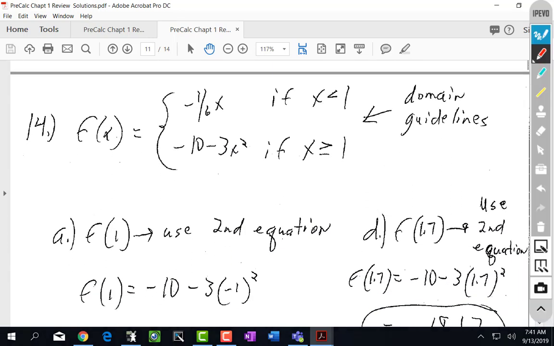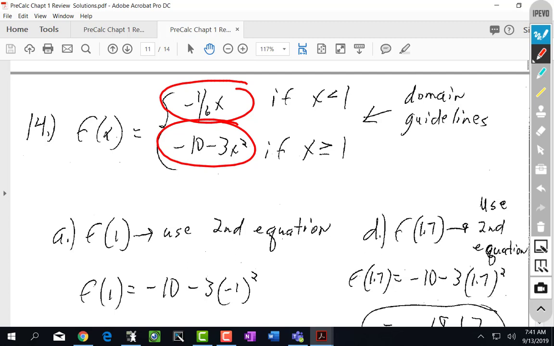Okay, on this next problem, number 14, it says evaluate the function at the specified value of the independent variable and simplify. Notice this is a piecewise function. A piecewise function means that you have 2 or more equations that make up your function. So my first equation says that I have negative 1/6 x. My second equation says that I have negative 10 minus 3x squared.